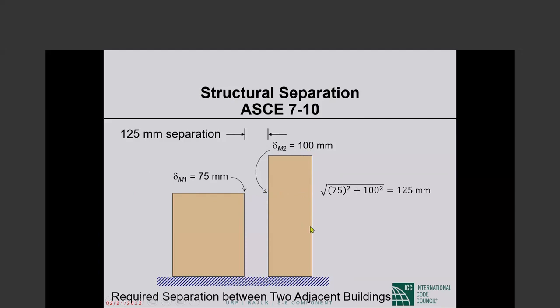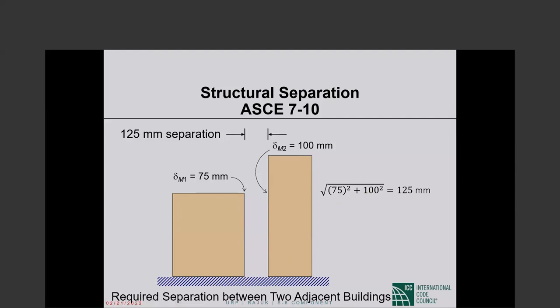Roof deflection will be significantly higher than that. Okay. So the separation distance between the two buildings has to be square root of 75 squared plus 100 squared, and that comes to 125 millimeters.